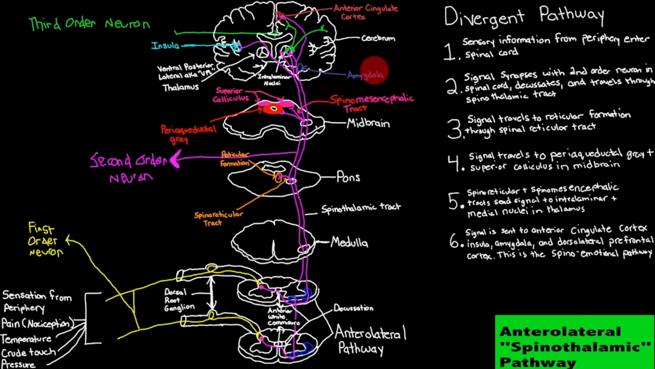Number 6. The thalamus then relays the signal to the anterior cingulate cortex, the insula, the amygdala, and the dorsal lateral prefrontal cortex. This is known as the spino-emotional pathway.